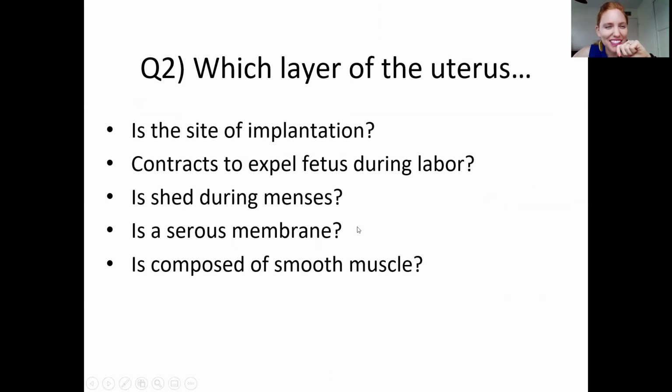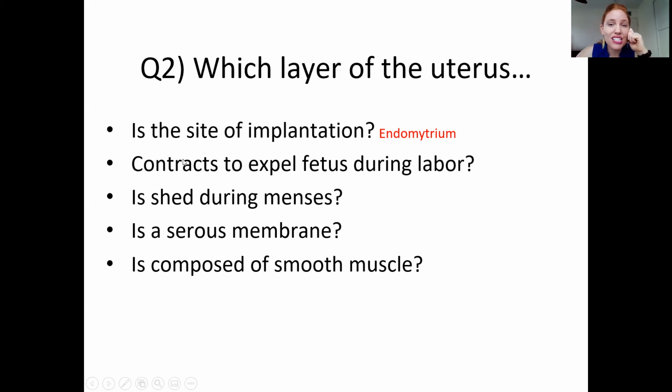Okay, welcome back, hopefully. So which layer does what? Which layer is the site for implantation? Again, that means the embryo is nestling down into which one? That would be the endometrium, endo meaning inside. Which one contracts to expel the fetus during labor?